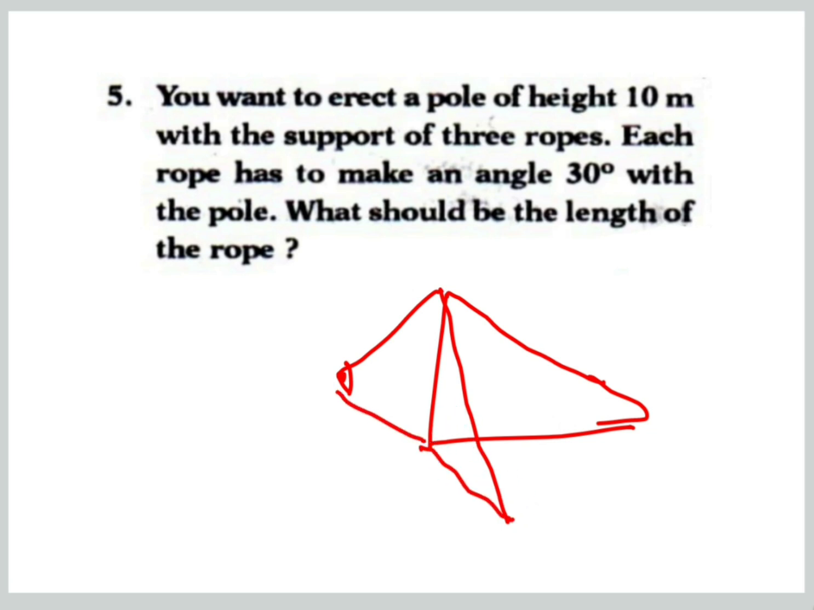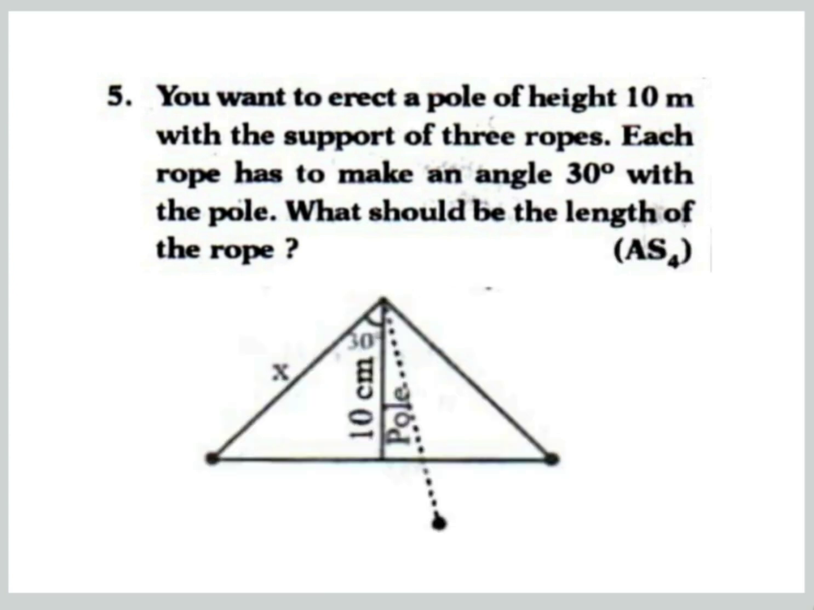So these 3 are right angle triangles. Here is 90 degrees, 90 degrees, 90 degrees. And the height of the pole, this pole height is 10 meters. This is the rope X, and here A, B, C, D, E. AB is a rope, BC is also a rope, and BE is also a rope. The height of the pole is 10 meters.